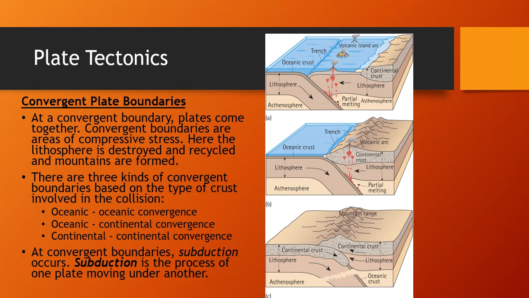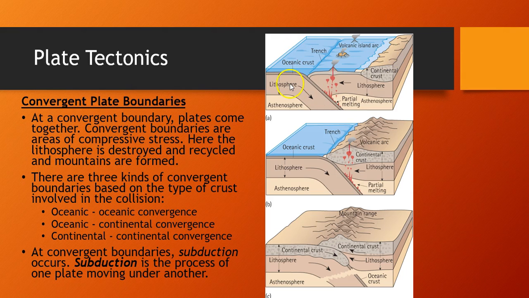Now, the next type of boundary is a convergent plate boundary, and this is where plates come together. These convergent boundaries are areas where you have compressive stress. So you have rock moving into itself, pushing on rock, and you get a lot of stress and compressions. Here you find that the lithosphere, pieces of it can be destroyed, and you form mountains or volcanoes sometimes.